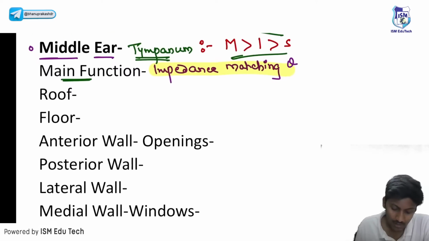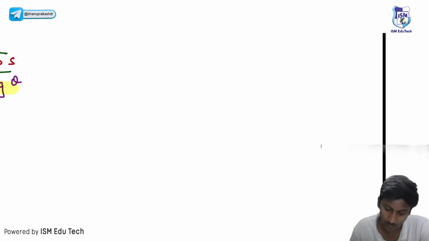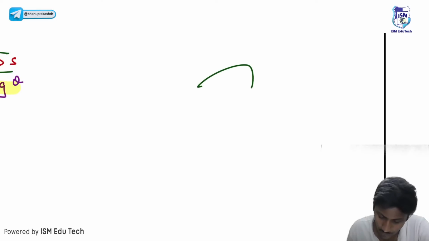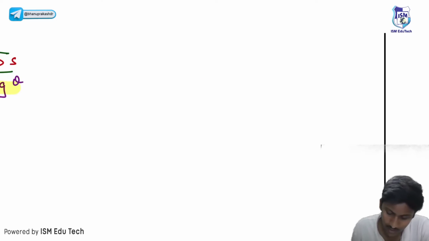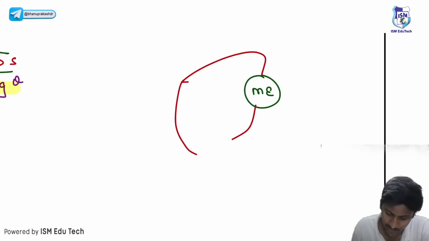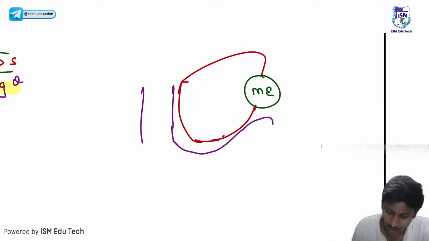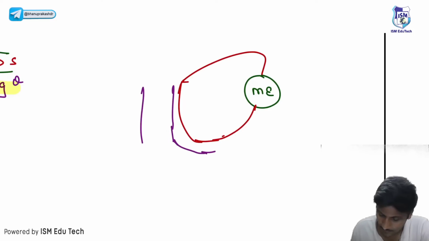That's it. Now, if I talk about the walls of the middle ear, if I talk about the roof of the middle ear, I'll draw it once, so it will be much easier for all of you to understand. So consider this as your middle ear. Then this is your mastoid bone. This is the main vein of the cranial fossa coming outside.